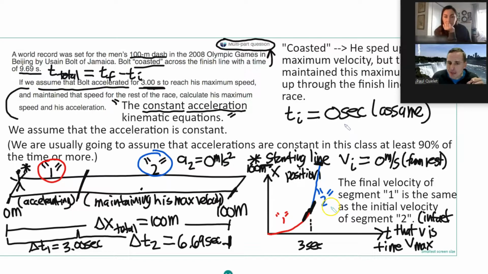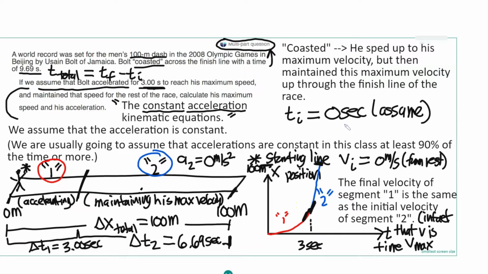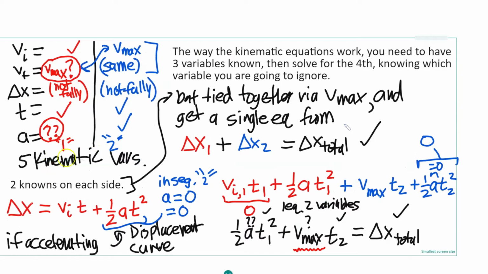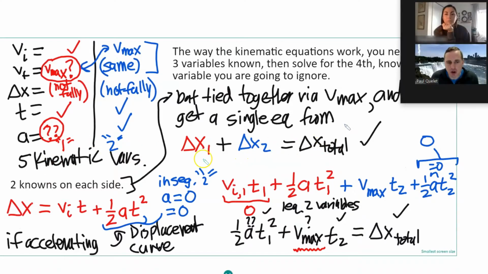One of the major leaps was that the final velocity of segment 1 was the initial velocity of segment 2. And in fact, it's also his maximum velocity, and he just maintains it. Then we said, okay, let's write an equation from the kinematic equations. Delta x total is delta x1 plus delta x2. In the first displacement, we knocked out the initial velocity because he starts from rest. In the second displacement, we knocked out the acceleration term because he's not accelerating. We put those in. We had one equation, two variables, so we needed another equation.